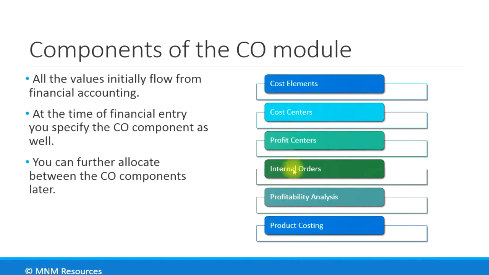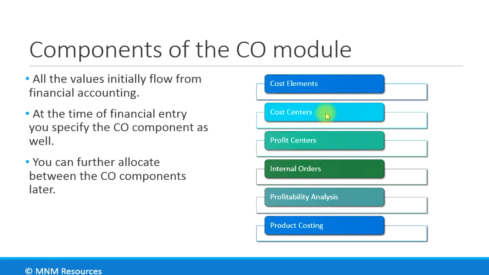Let's look at the components of the CO module. So you have cost elements. These are similar to GL accounts. Most of the revenue and expenses GL accounts are mapped as cost elements. They are called primary cost elements, and there's another item called a secondary cost element, which is used for allocations. We will discuss in more detail when we come across the later presentations of the CO module.